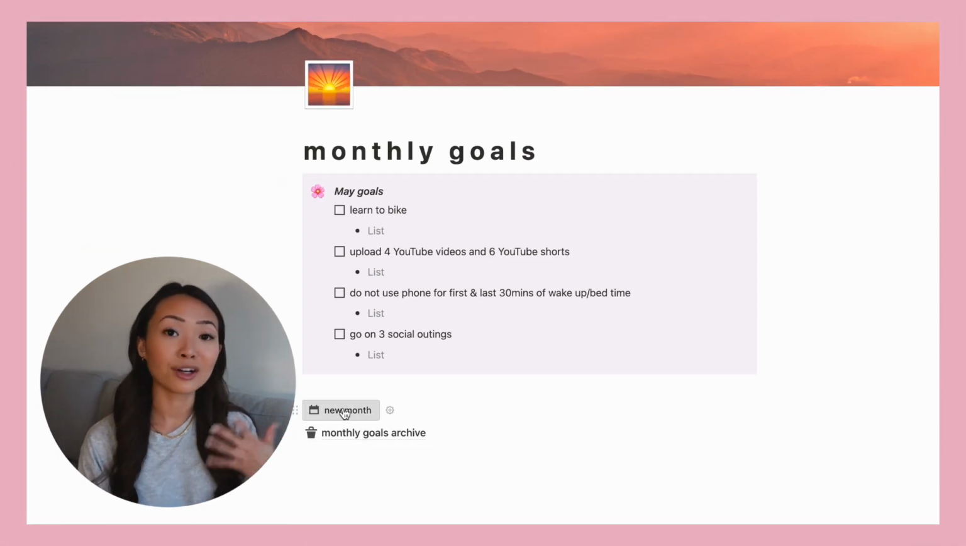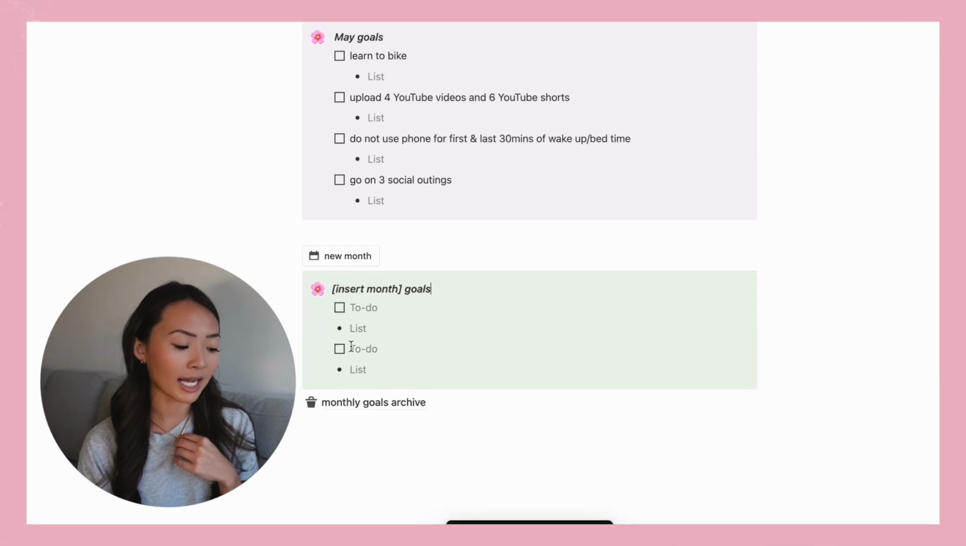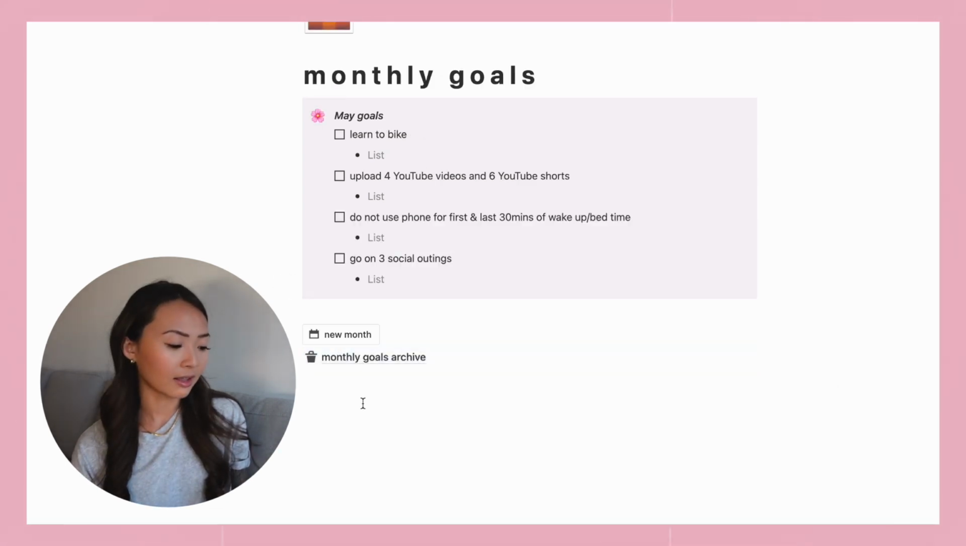When I want to add a new month, I basically just press this and it creates the same thing. So I can insert the month and then the goals for that month, and then when I'm done with it, I can also move it into my archive, same as my other pages. I think that really helps keep things clean and organized.